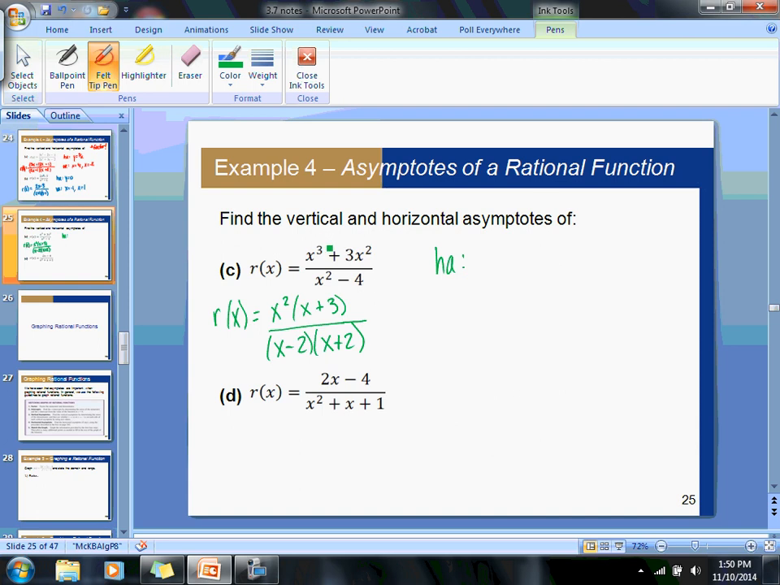Okay, now for my horizontal asymptote, I'm going to look at the degree of my numerator and denominator. The degree of my numerator is actually greater than the degree of my denominator. So when that happens, I have no horizontal asymptote. And then for my vertical asymptote, that I can see best in the factored form. It's the values that make the denominator 0. So that'll be x equals 2 and x equals -2.